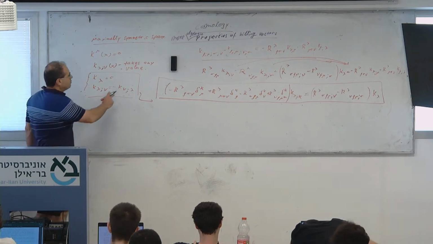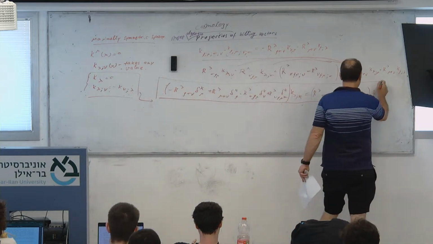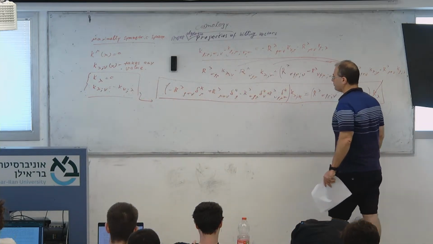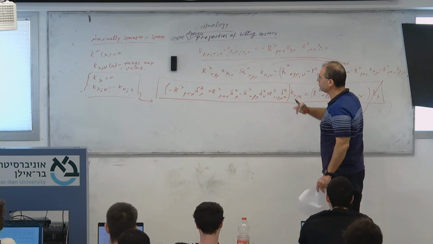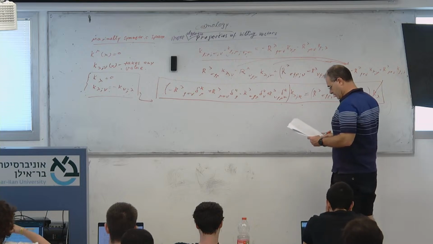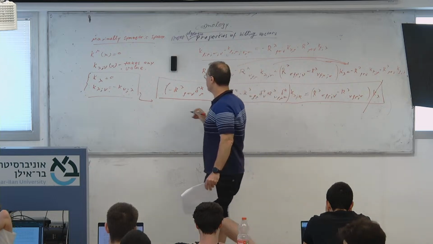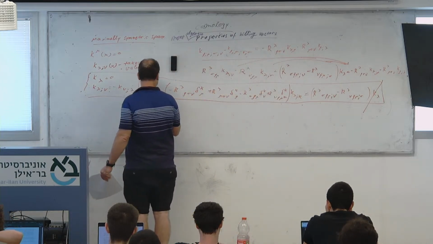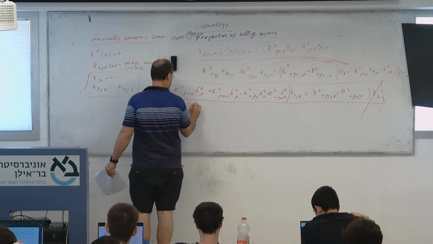So I'm going to plug these two conditions in here. This is going to give me 0. And this means that the anti-symmetric part has to be equal to 0. So I only have a symmetric part left.